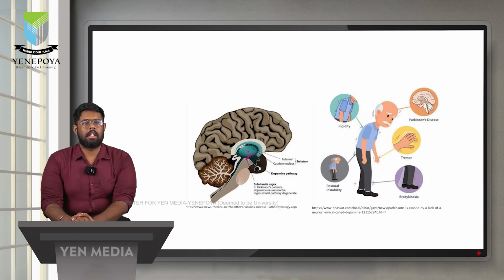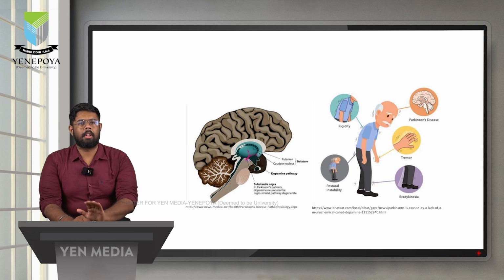Here we can see the basal ganglia, in which are the putamen, caudate nucleus and the substantia nigra located just below, which has your dopaminergic pathway. When dopamine is affected, you will have symptoms like rigidity, tremor, bradykinesia and postural instability. Bradykinesia is slowness in movements, tremor is shaking of the hands, and then rigidity and postural instability.